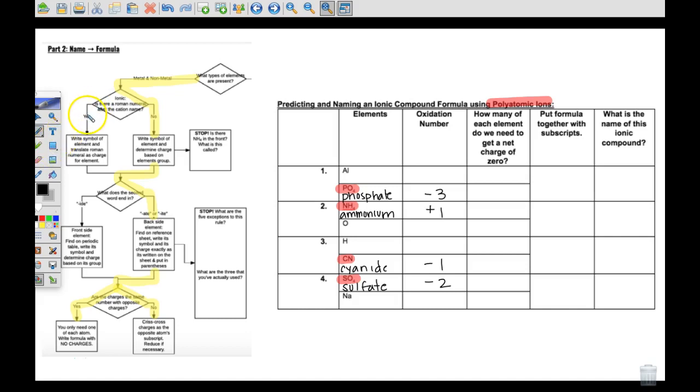So in terms of following my flowchart, I know that I have metals and nonmetals present because I see things like aluminum and I see things like sodium. But I don't see a Roman numeral, so I'm just going to write the symbol of the element and determine the charge based on its element's group. So looking at Al, or aluminum, I look up its oxidation number and it's +3.